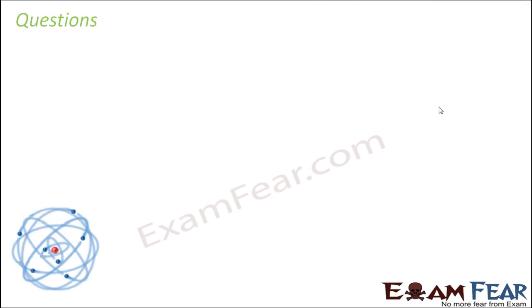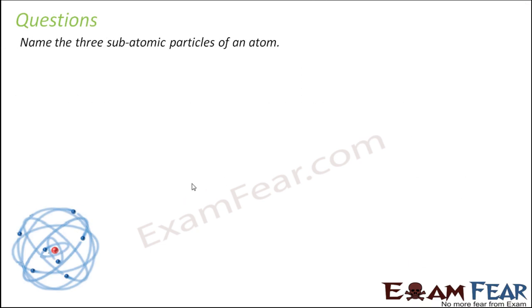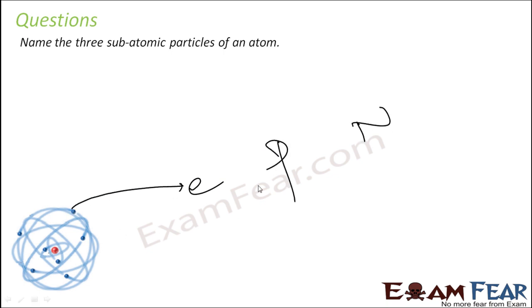Okay, let's take some questions now. Name the three subatomic particles. Pretty easy. Electron, proton, neutron. This is electron, and proton and neutron both will be inside the nucleus.